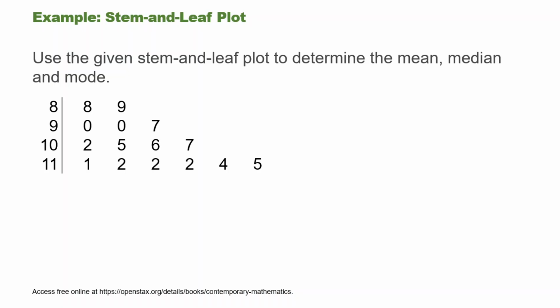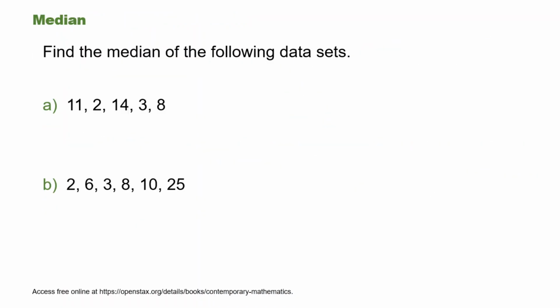Next question. Find the median of the following data sets. The median is the value that is in the center of the data. Specifically, we have to sort our data first. So for part A, we have the data set consisting of 11, 2, 14, 3, and 8. If we sort this list, we have the data set containing 2, 3, 8, 11, and 14.